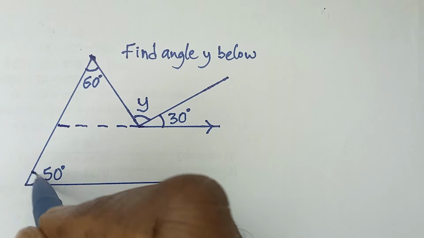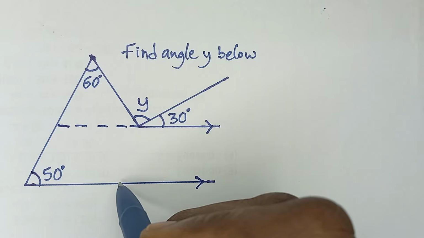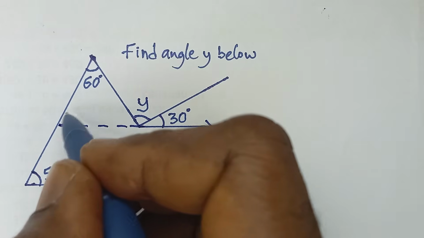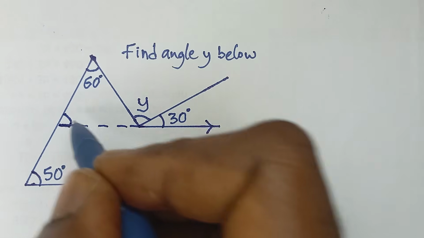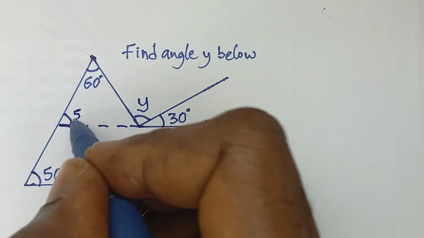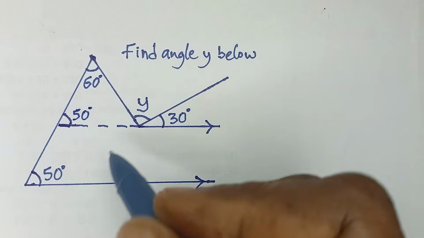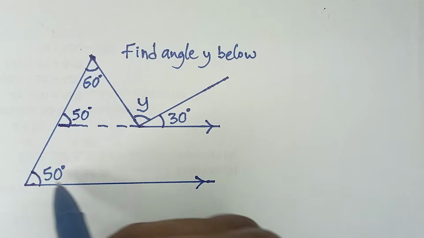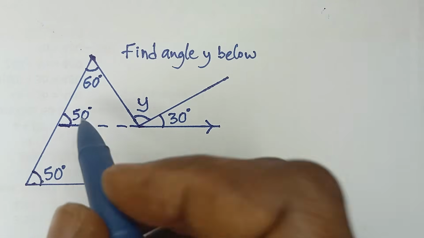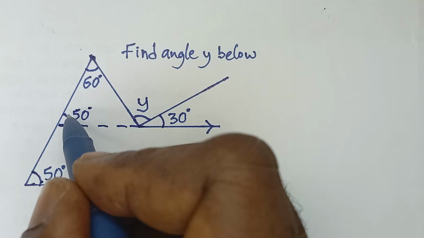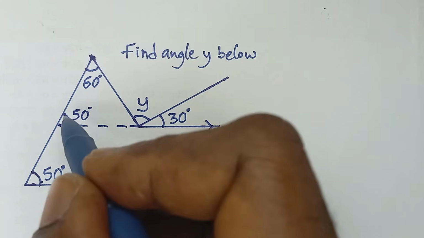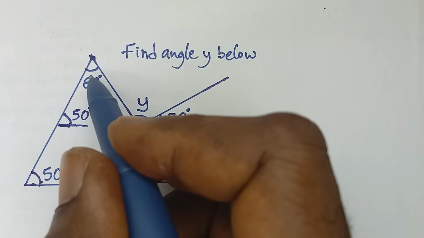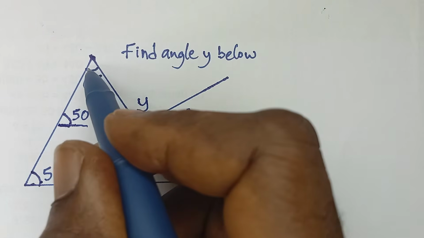So if this is 50 degrees on this parallel line, then this 50 degrees will be equal to the angle that will be here. And why? They are corresponding angles, and corresponding angles are equal. So because we have a parallel line here and we have another parallel line here, we have this 50 degrees sitting on this line. Then on this line too, we have a 50 degree that is also sitting on it. So they are corresponding angles and they are equal. So this is 50, and then we have this angle 60 here.